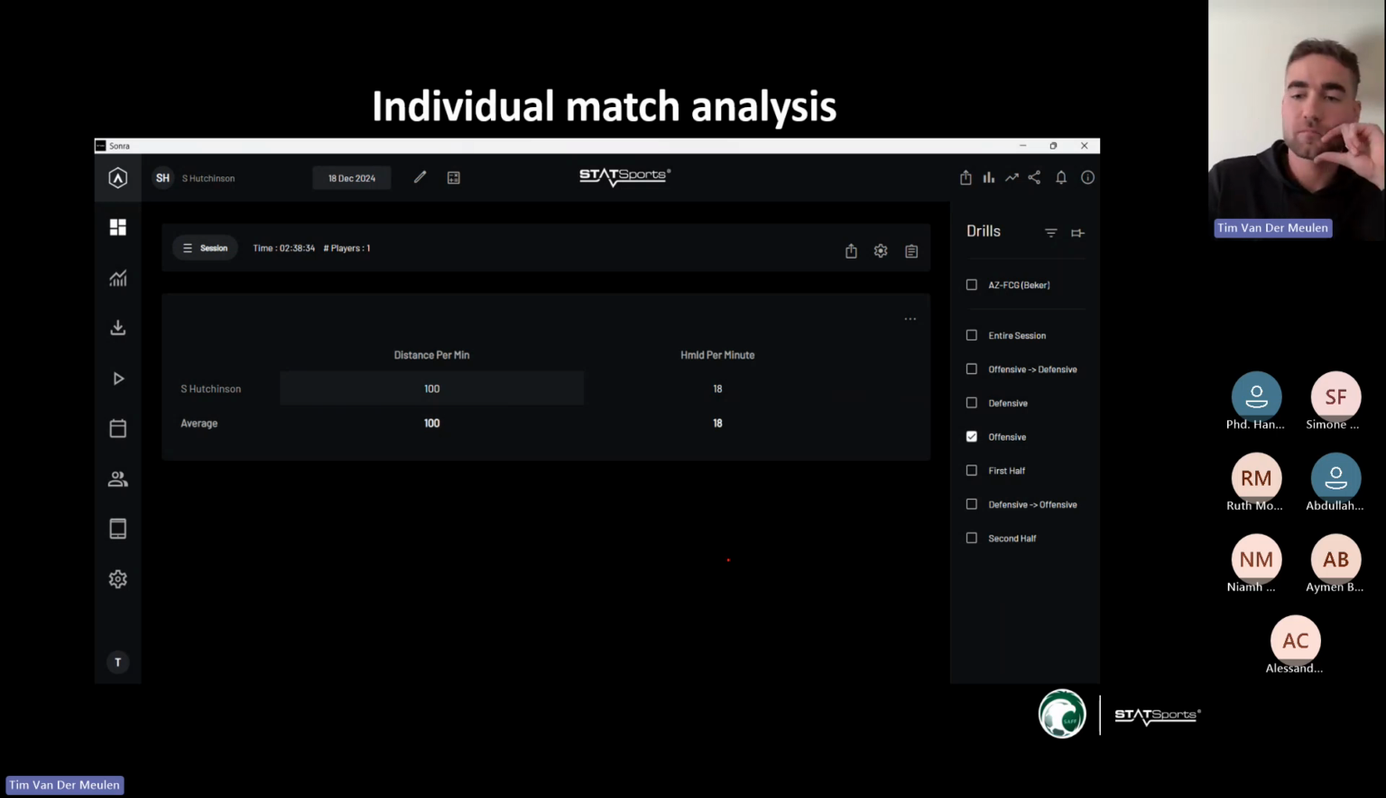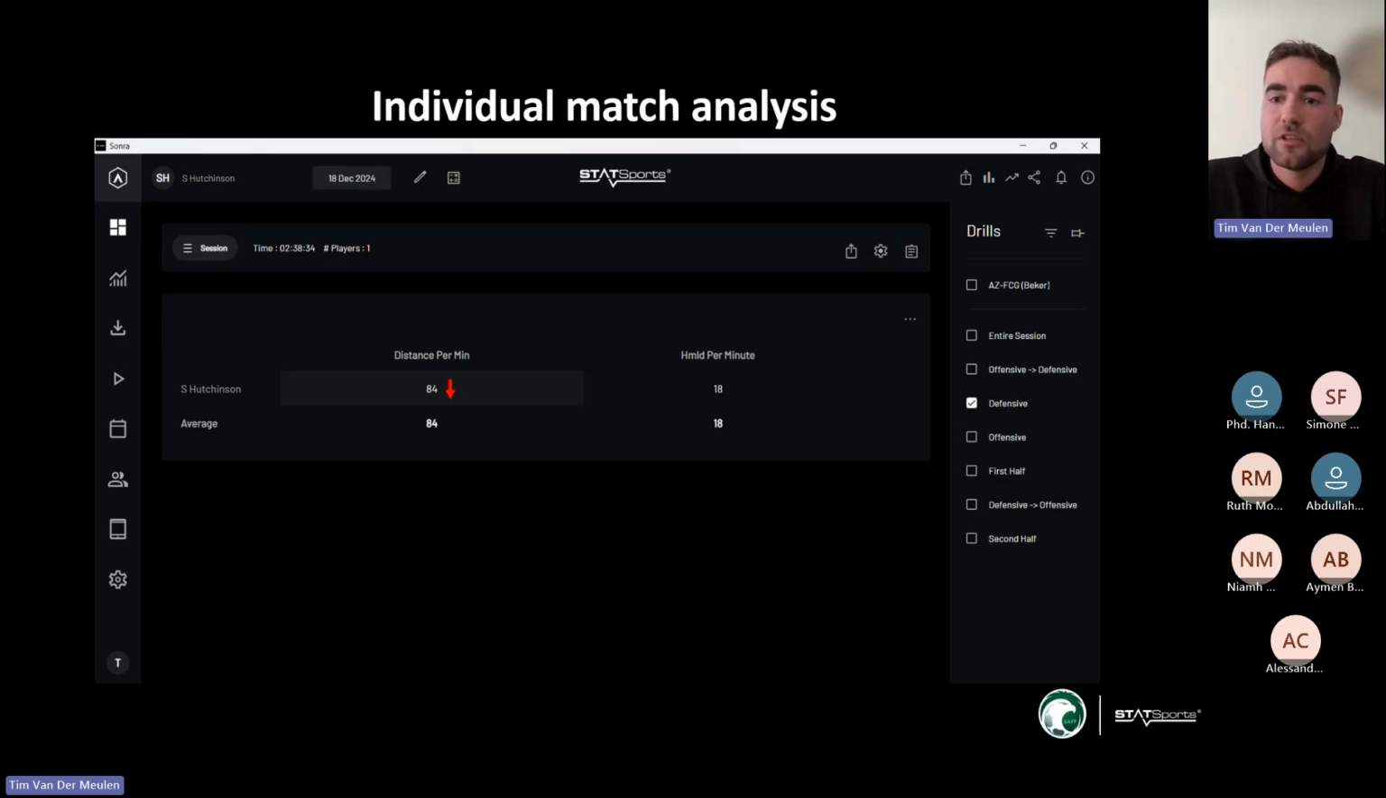And if you then switch to the defensive part, his intensity dropped from 100 to 85 meters per minute. This could be due to his position and his style of play, but it could also be due to the fact that he may not like to defend.